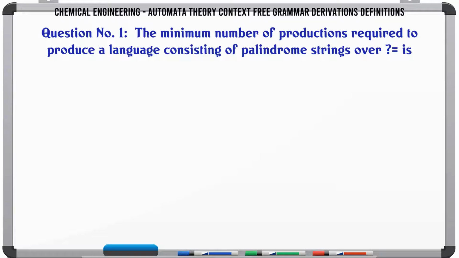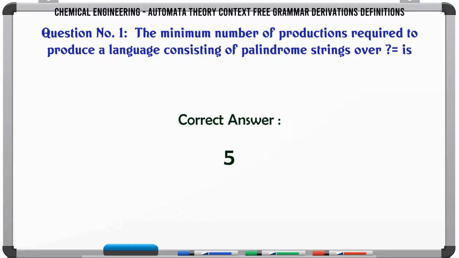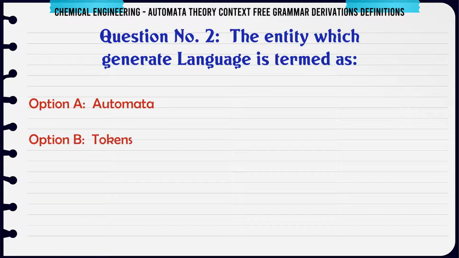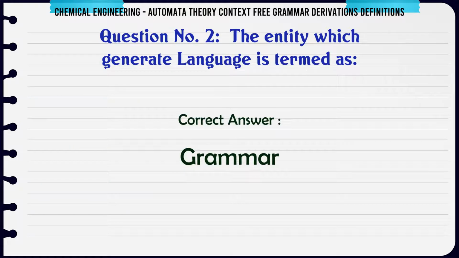The minimum number of productions required to produce a language consisting of palindrome strings over {a, b} is: A. 3, B. 7, C. 5, D. 6. The correct answer is 5. The entity which generates a language is termed as: A. Automata, B. Tokens, C. Grammar, D. Data. The correct answer is Grammar.